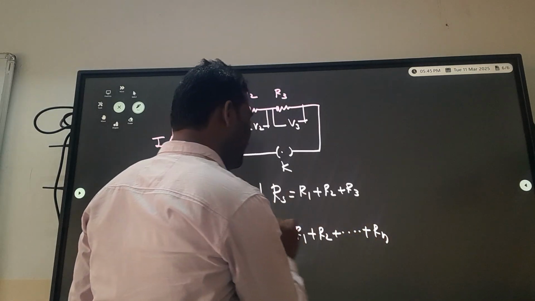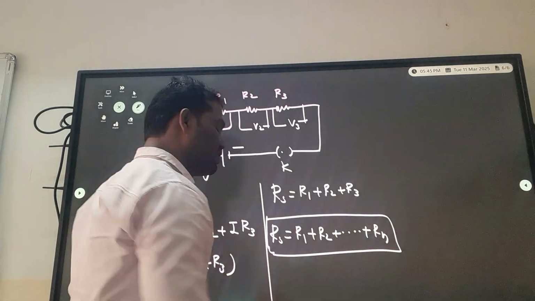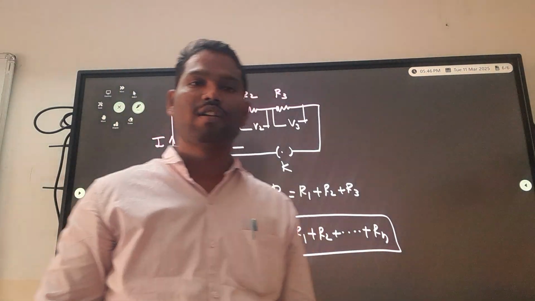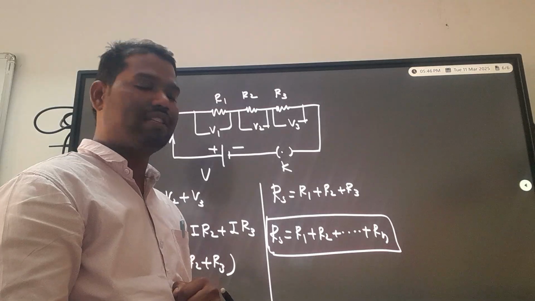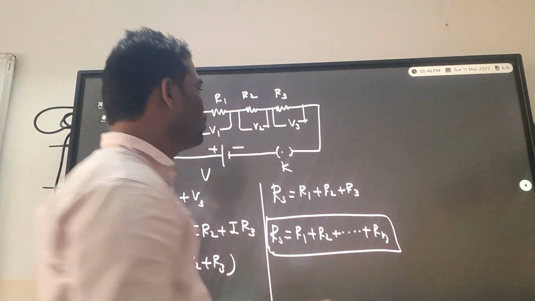So we have to simply add the values of resistances to get the equivalent resistance or total resistance present in the circuit. So Rs is equal to R1 plus R2 plus R3. Simply we have to take the addition. So we can take one example.